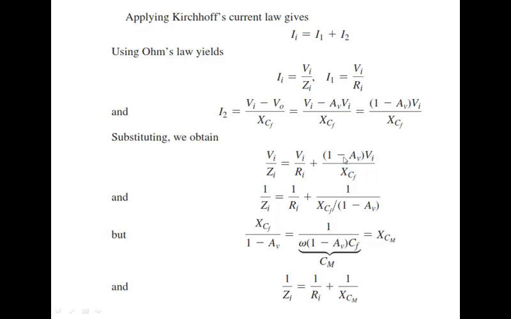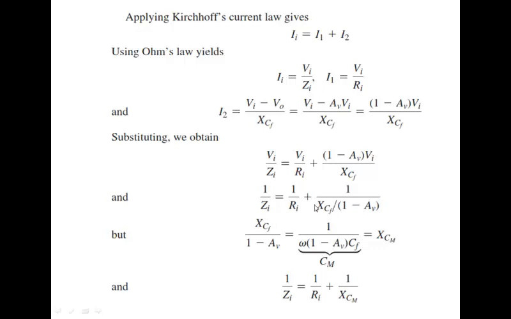From the numerator V in can be taken out and it would be cancelled from both sides, so I will get 1 over Z in is equal to 1 over Ri plus 1 over XCF divided by 1 minus AV. So इस फैक्टर को हमने इससे डिवाइड कर दिया नीचे यहाँ पे, तो this comes out to be this relationship.